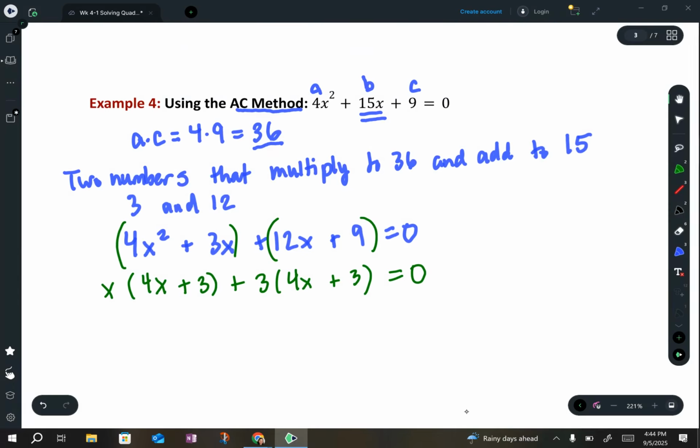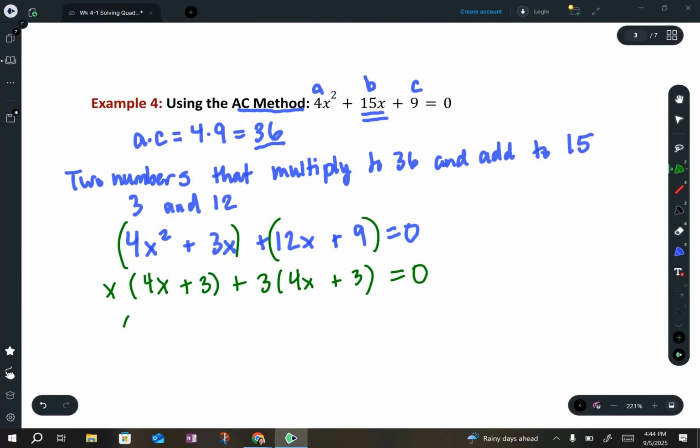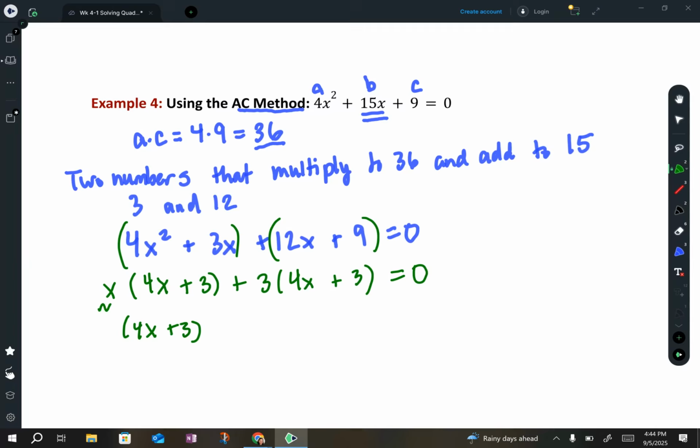So that becomes my first factor, 4x plus 3. From the first term, I have an x. And the last term, I have a plus 3. And now I have factored this quadratic with a leading coefficient that is not 1. If you need to review this method, there are videos that go over this and a few more examples. It's easy to find. All right, let's keep solving.